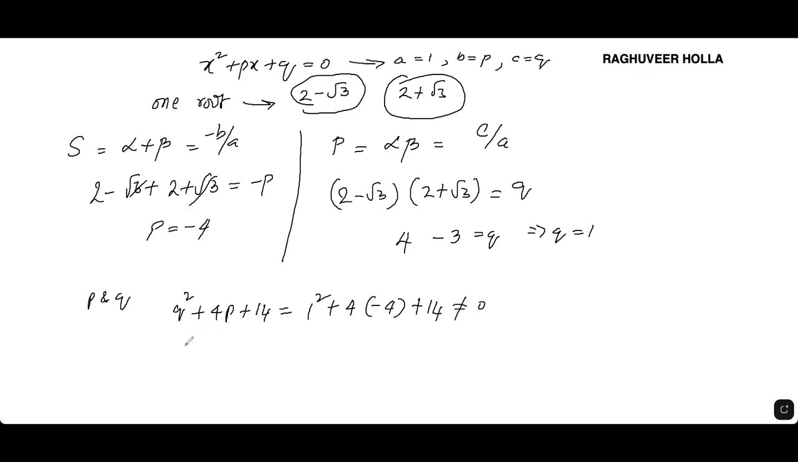Let us have a look at p square minus 4q minus 12. So p square is 16, and minus 4 into 1 is minus 4, so minus 12, which results to 0. So the required result is p square minus 4q minus 12 is equal to 0. So this is the answer.